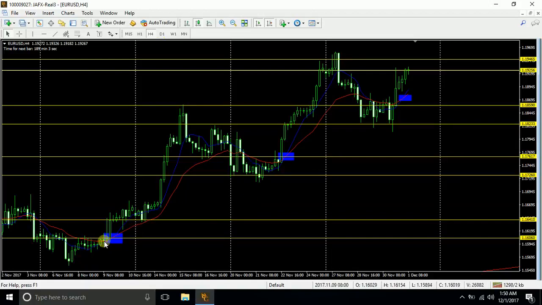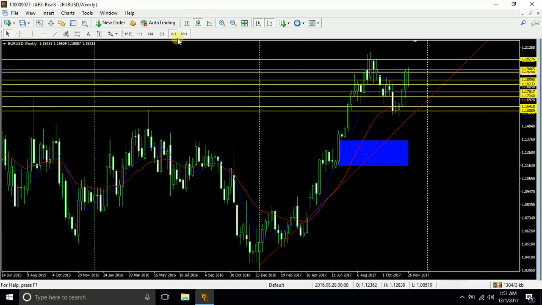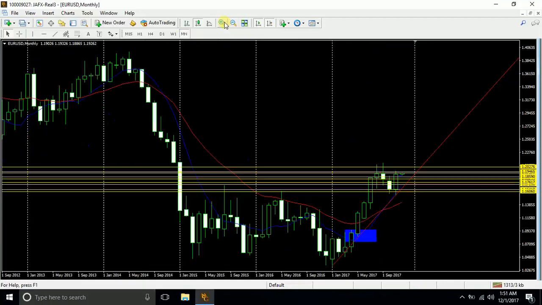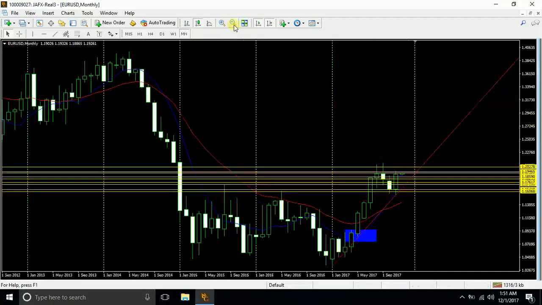Now, this is a 4-hour chart again. Like I said, we see a cross across here, here, here. Based on the monthly, we're in an uptrend because we have a cross here on the monthly as well. On the weekly, we had a cross here. Now if you look, this cross on the weekly came slightly before this cross on the monthly.